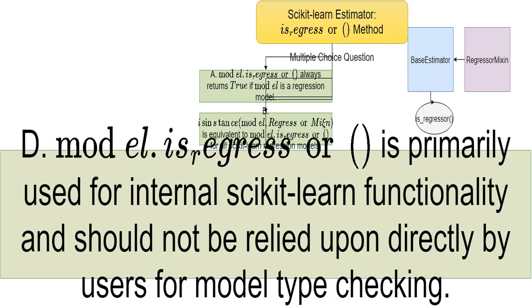This is the correct statement. `_is_regressor` is mainly for scikit-learn's internal operations. For users, `isinstance`, checking for inheritance from `RegressorMixin`, is a much safer and more reliable way to check a model's type.